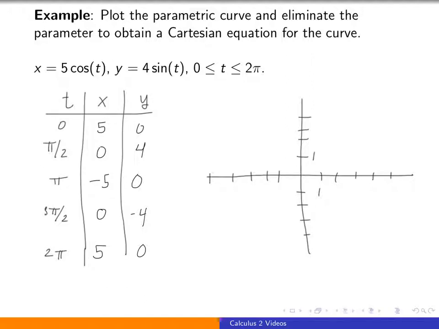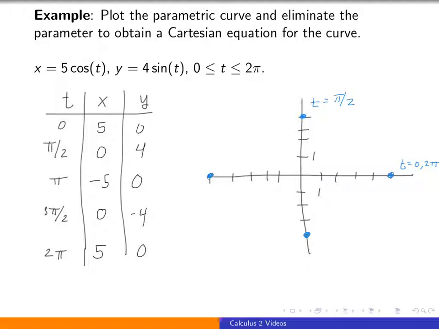So plotting these points for t equals 0, we have 5 comma 0. And I put a little comma there because we've seen here already that we have that same point again at 2 pi. So I'll just go ahead and indicate that now. At pi over 2, we have 0 comma 4. And this would correspond to t equals pi over 2. At t equals pi, we have the point minus 5 comma 0. At 3 pi over 2 for t, we have 0 comma minus 4.